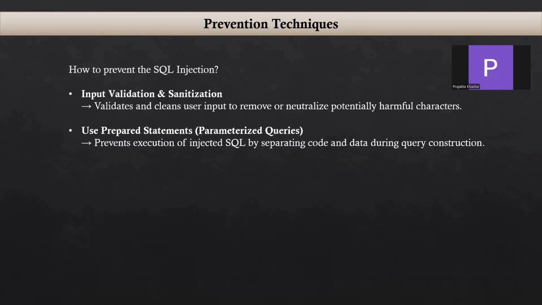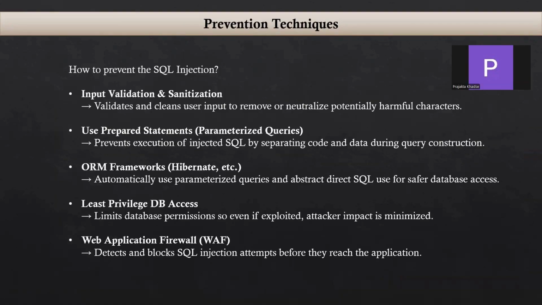Next, we will see the prevention techniques. How we can prevent SQL injection. Now, the best part, how to protect your application from SQL injection. There are several reliable defenses you can use together, like input validation and sanitization. Always validate what the user enters. For example, if a field expects an email, only allow valid email patterns. Reject special characters like quotes and semicolons.